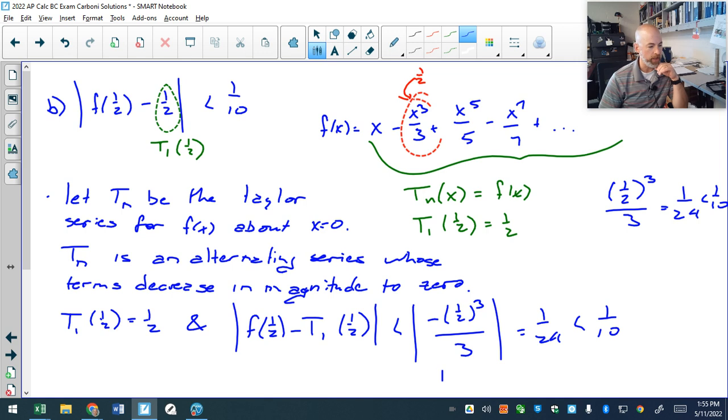The reason I could not write T3 of 1/2 is because T3 is not specifically only that third degree term, it's the sum, it's every term up to that. So that would have included the x. So I didn't want to include that.